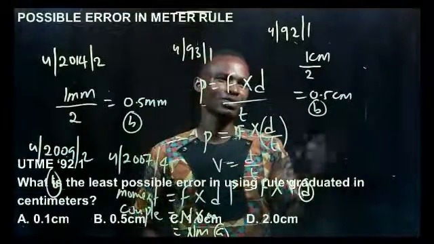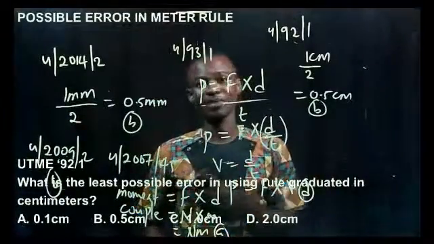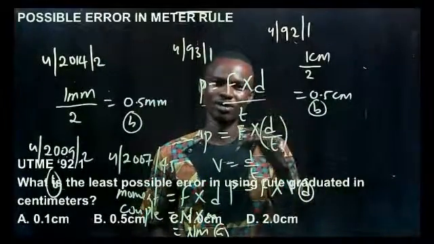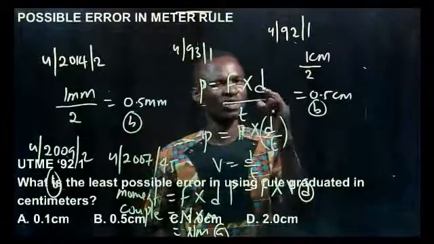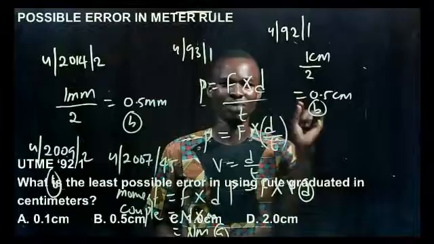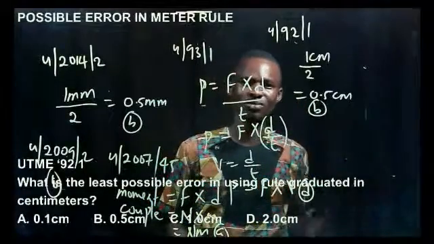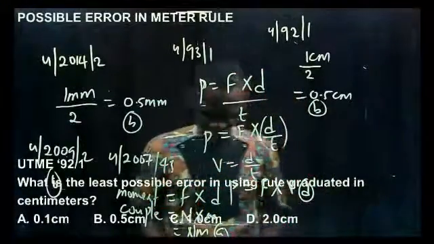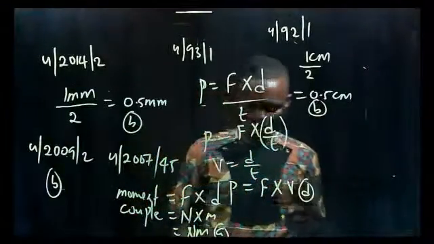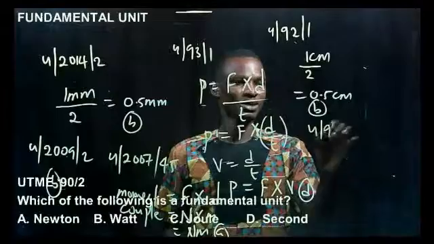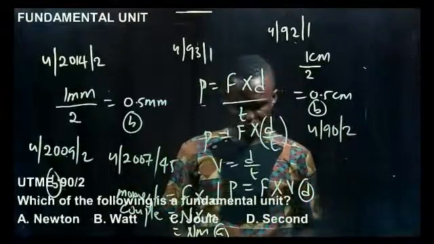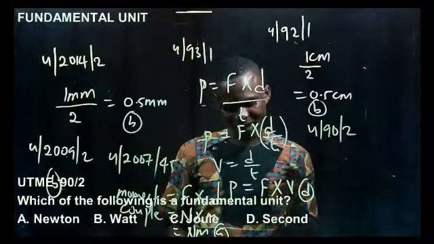Now, the same thing you do for vernier caliper, micrometer, screw gauge when we get there. Whenever they ask you for the error in the measuring device, you divide the smallest unit by 2 to get the least possible error. Okay, so quickly we'll move on to UME 1990 question 2. Now, which of the following is a fundamental unit?